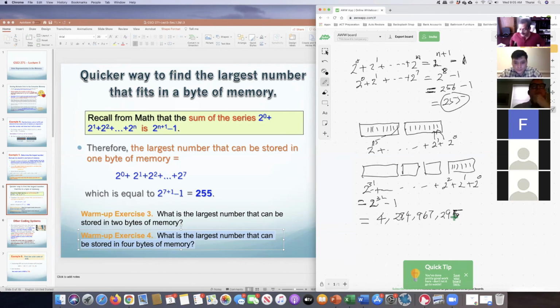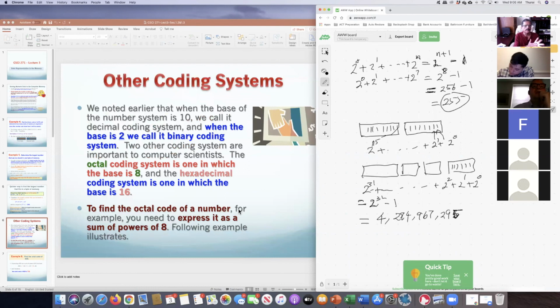In C++, standard memory allocation is 4 bytes for a number. So if we declare a memory cell as one that will hold a number, it will allocate 4 bytes of memory for it. Therefore, the largest number that will fit there will be this 4 billion. You're going to have to be able to calculate the largest number that fits in any size memory. I think we have had enough practice and you should be able to do that.